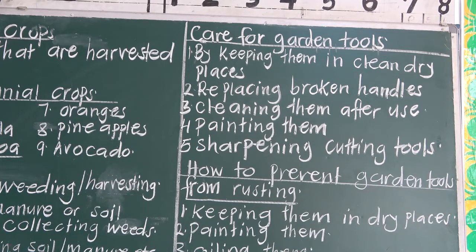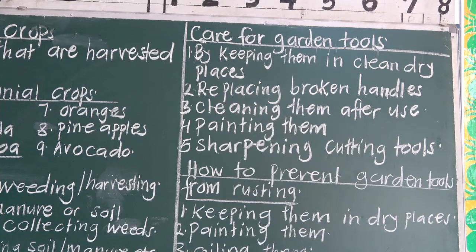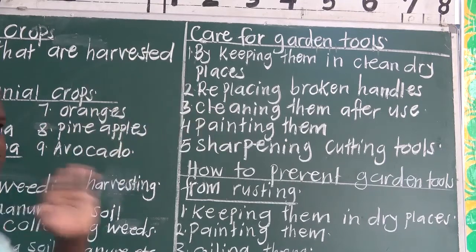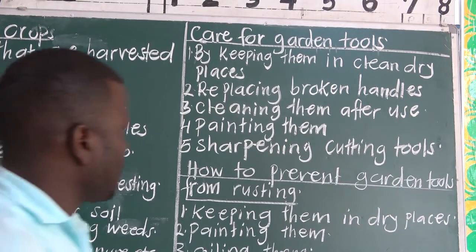So after using garden tools, don't keep them when they are dirty. Clean them, then keep them in a clean, dry place. Then number four, we can care for garden tools by painting them. This painting prevents these garden tools from rusting. Then lastly, number five, we can care for garden tools by sharpening them.